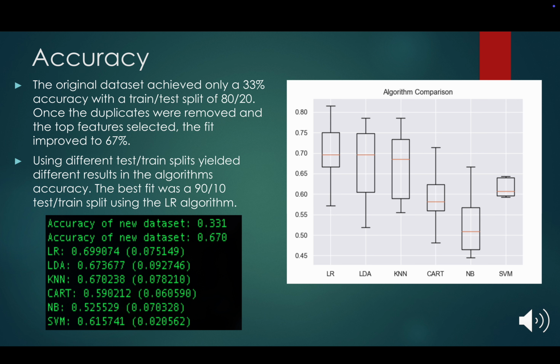And now the original dataset, before removing any data or anything, the accuracy was only 33%. But after removing the duplicate data and selecting the top features, the accuracy doubled to 67%. And using different test and training splits yielded different results. Using different algorithms yielded different results. And the LR algorithm, which is the left-right scan, outperformed most of the others, with the LDA and the K nearest neighbors close behind.